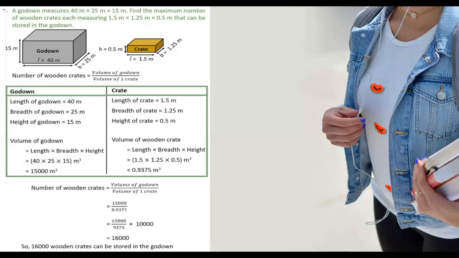So number of wooden crates is equal to volume of godown by volume of one crate, that is 15,000 by 0.9375. By solving it we get 16,000. So 16,000 wooden crates can be stored in this particular godown.